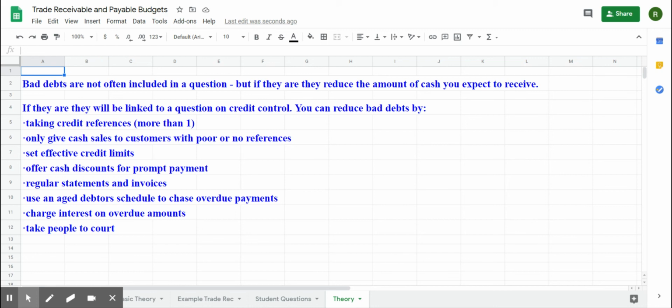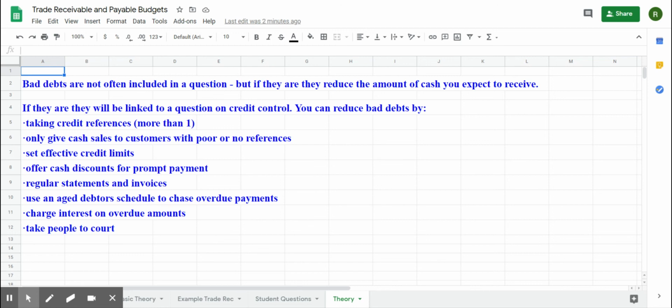Okay, this theory really should be something that any student of mine certainly watching this should be aware of, because we talk about the idea of reducing bad debts at AS level, and that's quite a common question at AS. It may come up again at A2, just linked to credit control and a trade receivable budget. And obviously the things that you should include in there, things like taking references of customers. If customers have got a poor reference or a poor track record of payment, they should only be allowed cash sales. All customers should have limits for their credit.